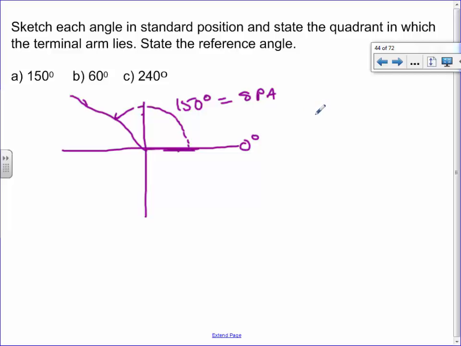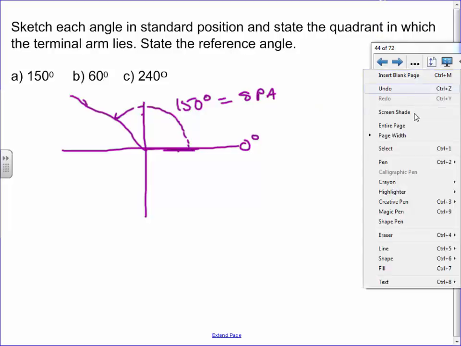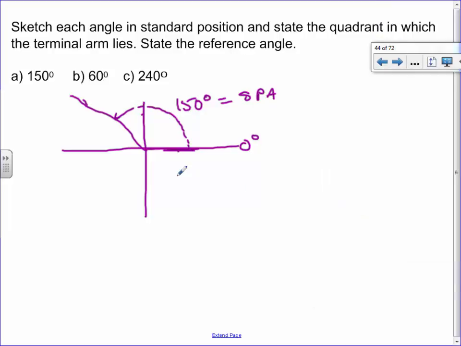So far, so good? Anyone tell me what the reference angle is going to be? 30, yeah. Because what you really have is a triangle right here, where the leftover little bit is 30 degrees. So definitions-wise, we would say 30 degrees is your reference angle.